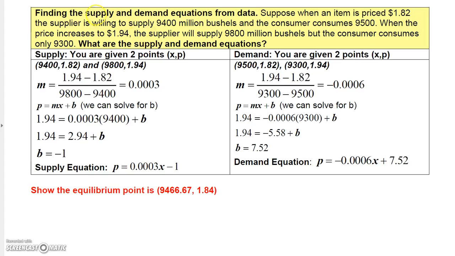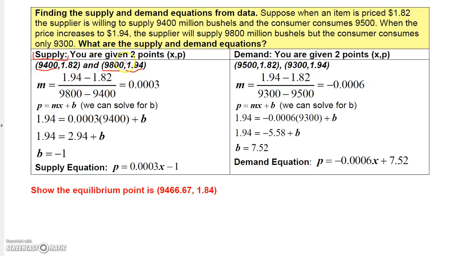Sometimes you have to find the supply and demand equations from information given. So if you need to, pause the video and read this problem. But I'm going to tell you what you're given here. For the supply, you're given that if the price is $1.82, the supplier will supply 9,400 units. But if the price goes up, the supplier is willing to supply more. So they'll supply 9,800 units.